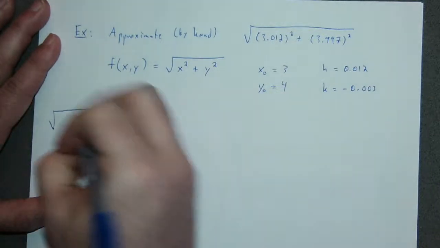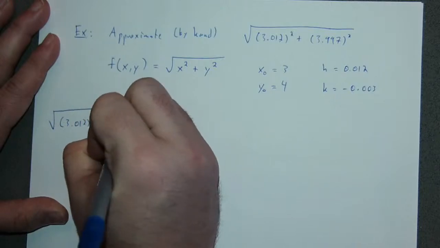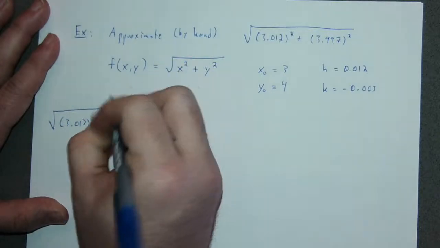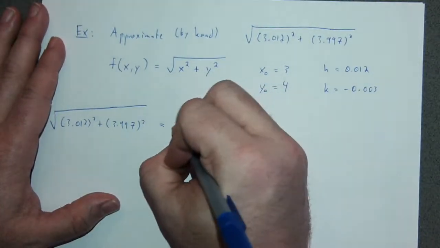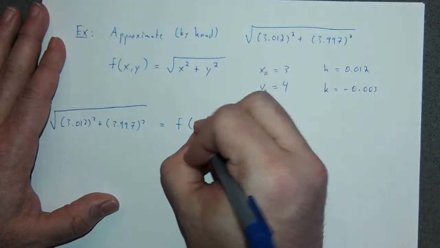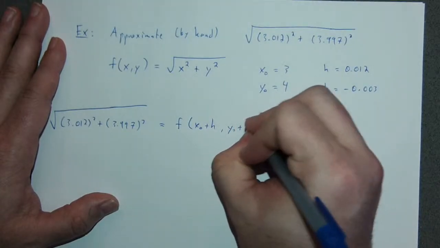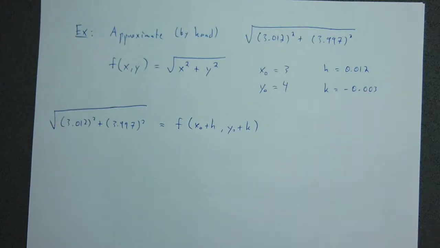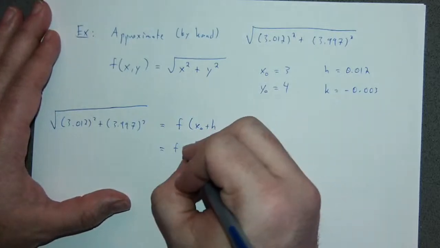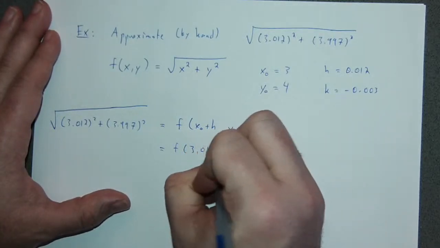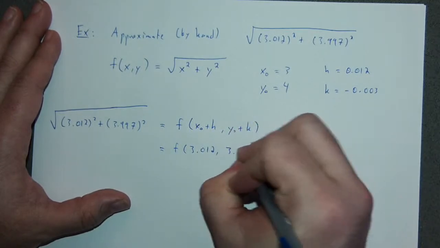Okay, and so I want to approximate the square root of 3.012 squared plus 3.997 squared. So this square root, I want to approximate this. But this is equal to f of x naught plus h, y naught plus k, right? Because we've set this up actually. In fact, rewriting this is f of 3.012 and in the y slot is 3.997.